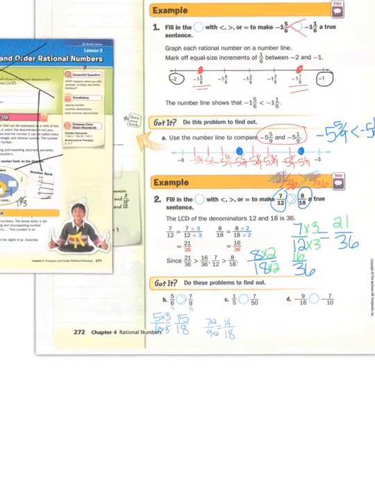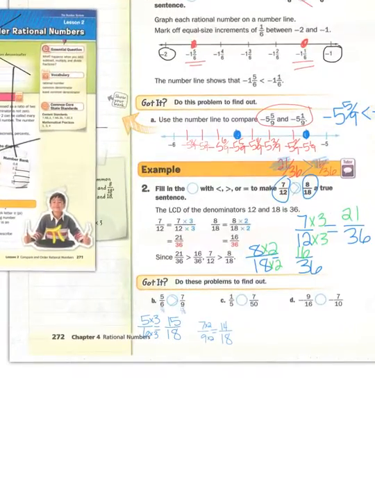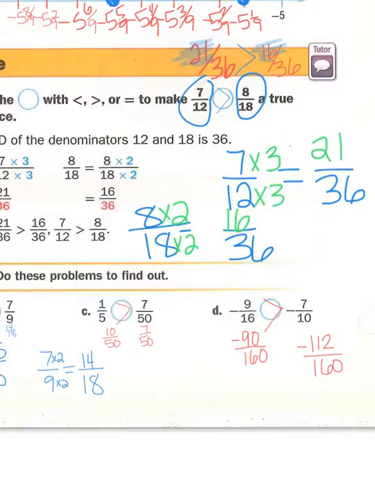Okay, now I would like you to pause the video and go ahead and try C and D on your own. And then after you've paused the video, come back and let's see if you got it right. Okay, let's see how you did. For C and D, I put the answers here. Both of them should have been greater than.